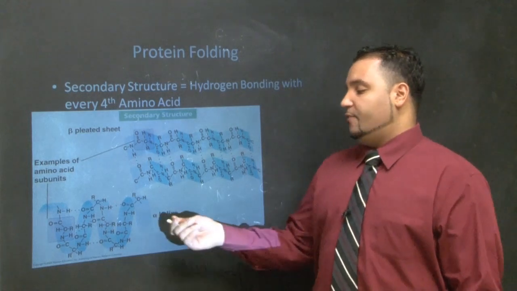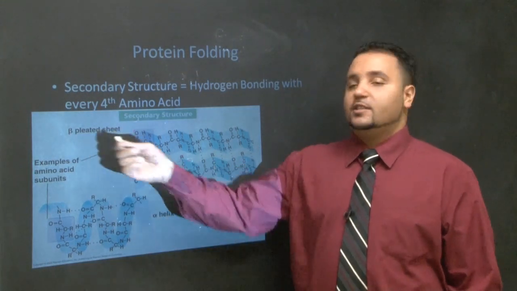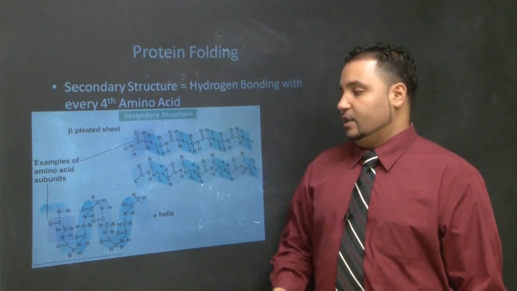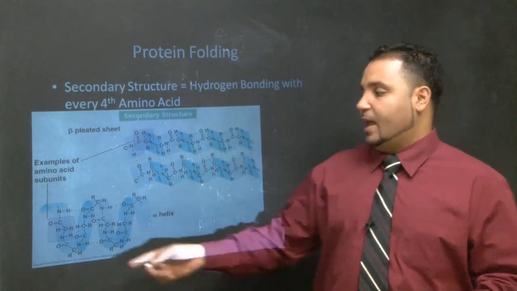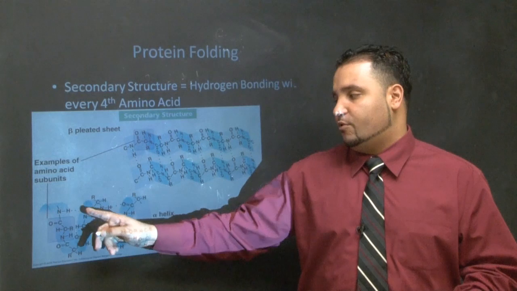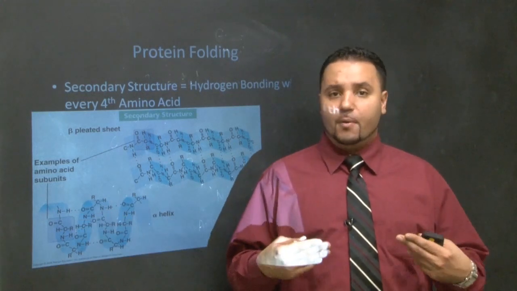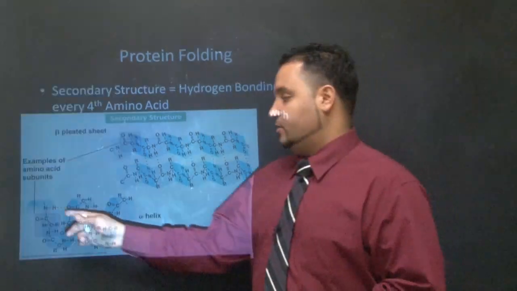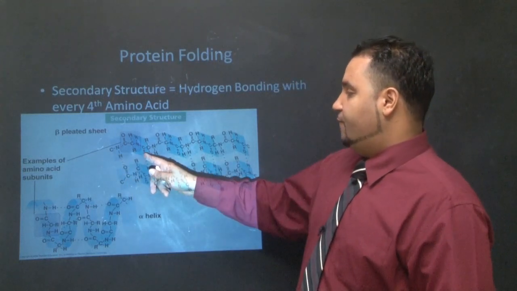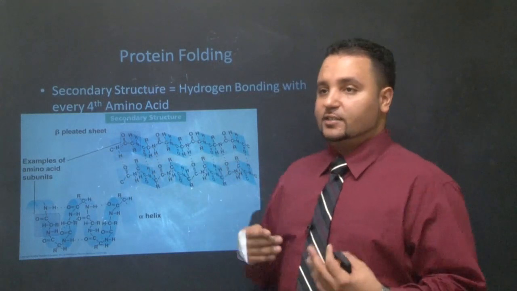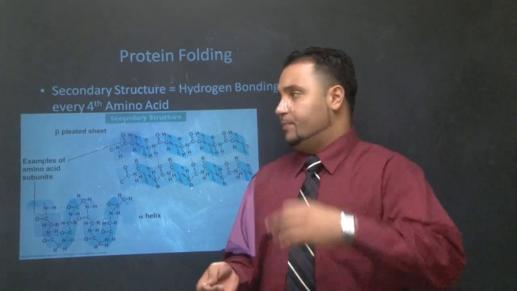One of them is the alpha helix, and the other is the beta pleated sheet. Okay, and then they're going to really just bond every 4th amino acid. The alpha helix is going to take its amino group and bond with the carboxylic acid group, right? And so the same thing happens here with the beta pleated sheet. Every 4th amino acid is going to do that exact same bonding. Okay, go up, down, up, down.